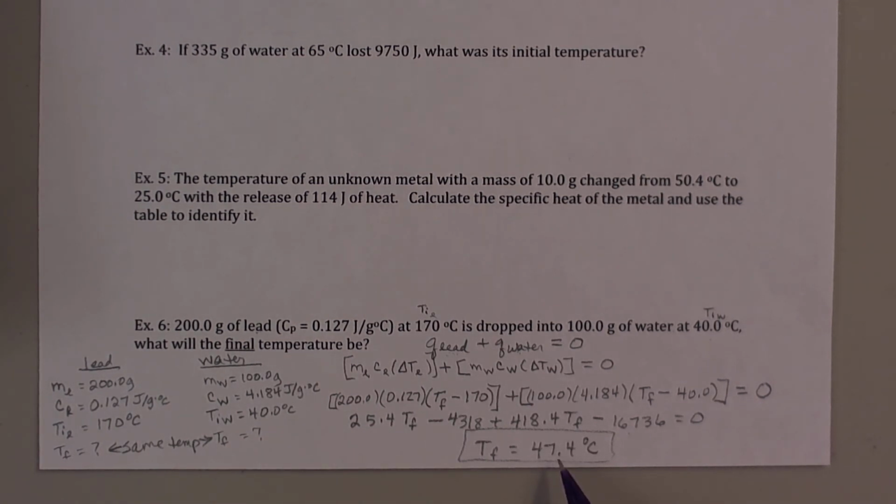Now one quick check. Your final temperature should be somewhere between the cold water that started and the hot lead. So if you get something that's not between those two numbers, you know you've probably made a mistake somewhere in your calculations.